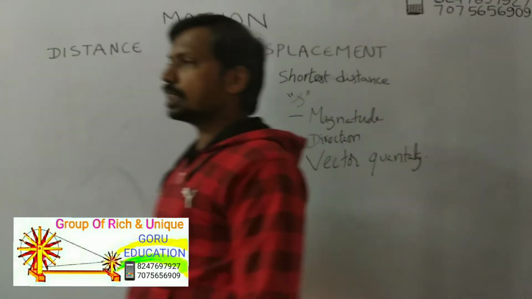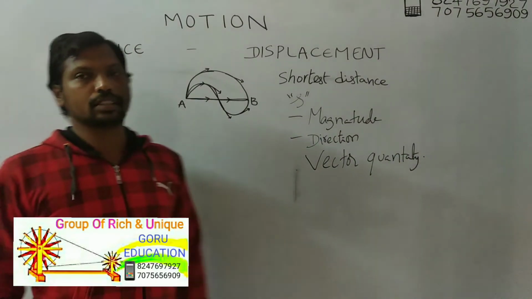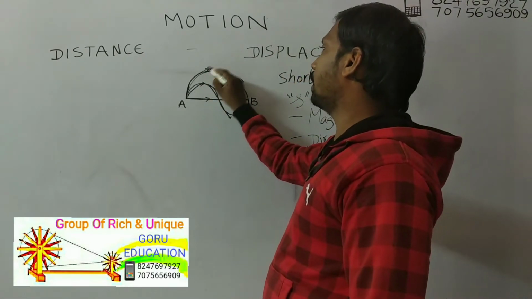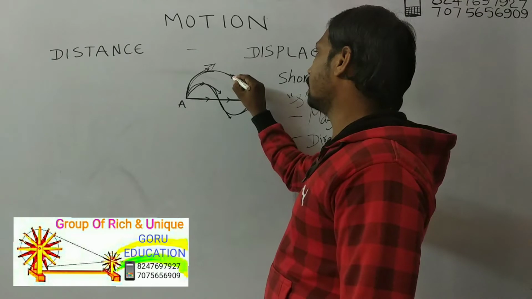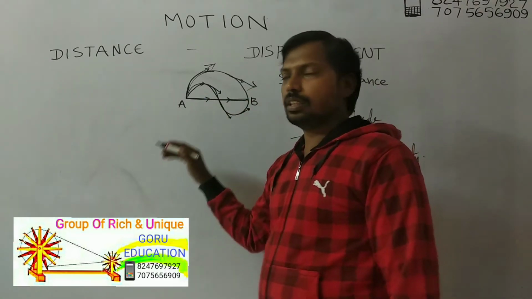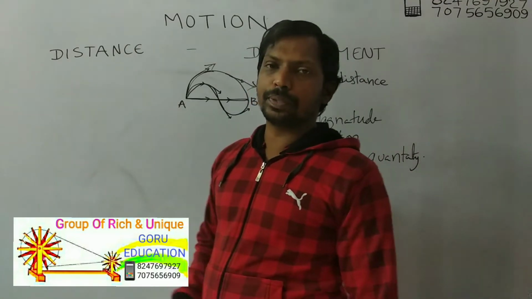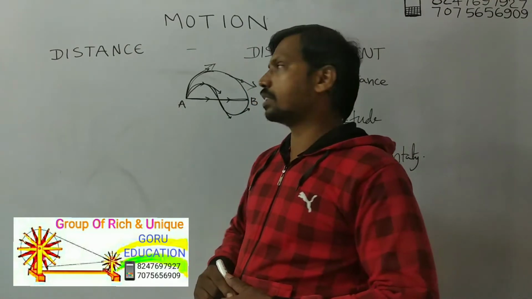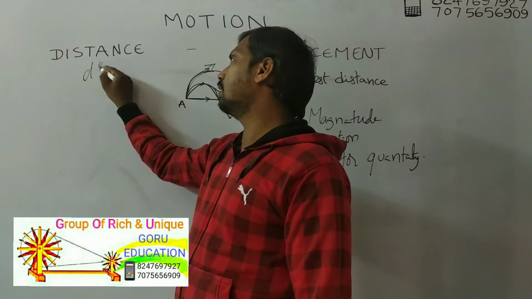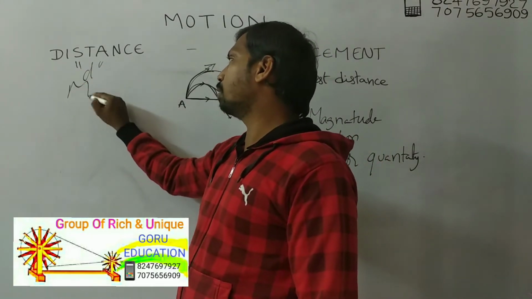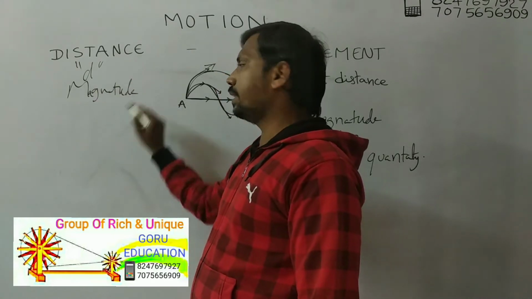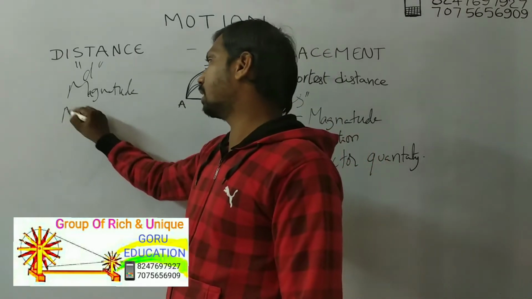Here distance means it has so many directions. Let's say at this point this direction, at this point this direction. So distance contains so many directions. Distance means the path between the 2 points. Distance is indicated by small letter d. It has magnitude, no direction.